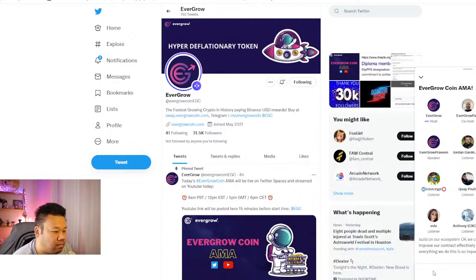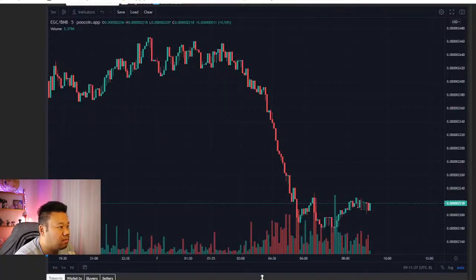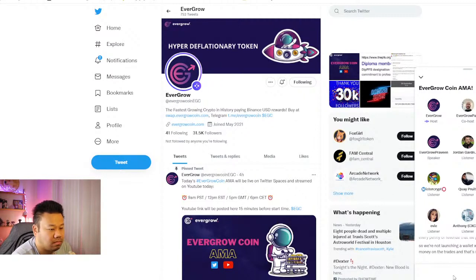And everything we do, this is so important, every utility we build, every penny of revenue those utilities create or generate, is going to be used to buy Evergrow coin and burn it. That is the most important phrase that I will say, or anyone will say, in the crypto space this year. Every penny of revenue that we generate, so we're not launching a wallet where we're making money on the trades, and that's what the team are earning. Every penny generated by this project will buy Evergrow coin and burn it, okay?